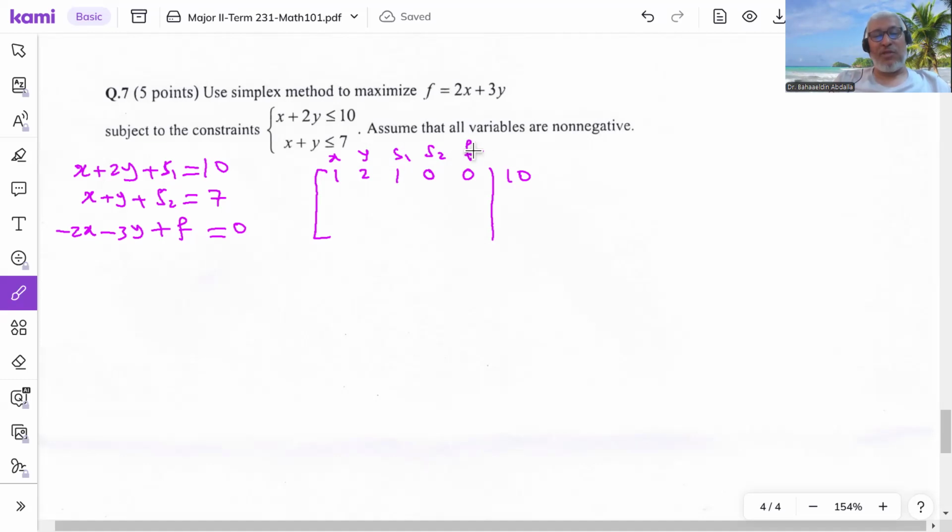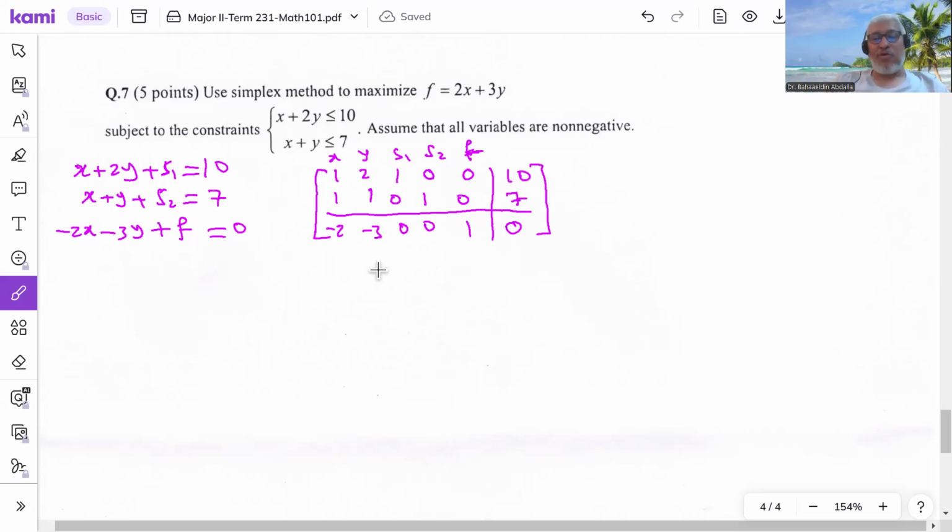Now the second equation, write the coefficients: 1, 1, there is no S1 here, S2 has coefficient 1, there is no f, and the right-hand side is 7. What about the last row? We call it the objective row and put it alone here. We have negative 2, the coefficient of x, negative 3, the coefficient of y, and there is no S1 or S2, but there is an f with coefficient 1, and the right-hand side is 0. This is the initial simplex matrix.